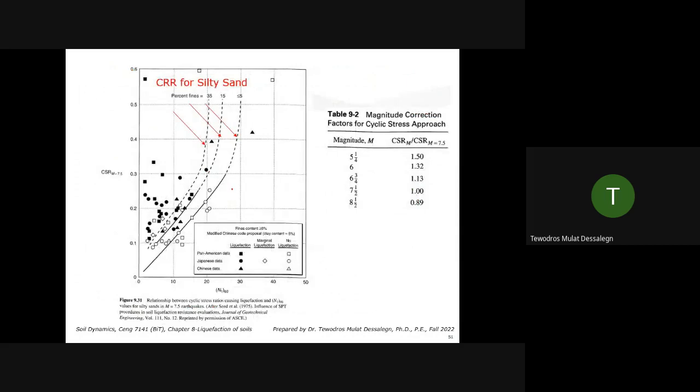And Seed et al. in 1975 introduced sand with some fineness: less than 5%, 15%, 35%. So he provided this chart for the capacity of the soil, for the CRR part, with the same correction factors.